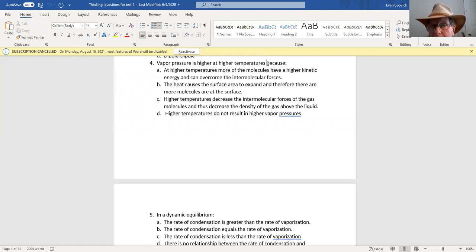Now, is D an absurd answer? Does that go against everything you know? Yes. Eliminate D. Choice C: if you're decreasing the density of the gas above the liquid, doesn't that contradict the fact that the vapor pressure is higher at higher temperatures? So C is an absurd answer. B. I don't know how to explain why this doesn't happen, but the surface area doesn't expand with heat.